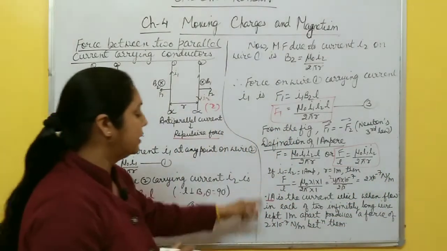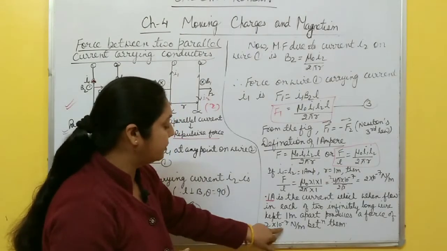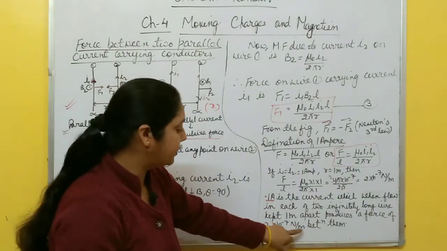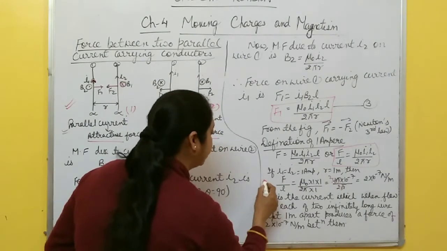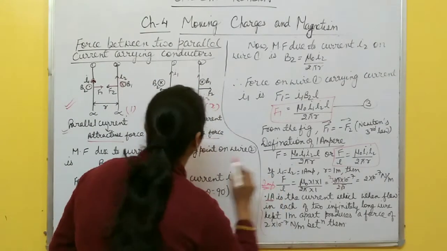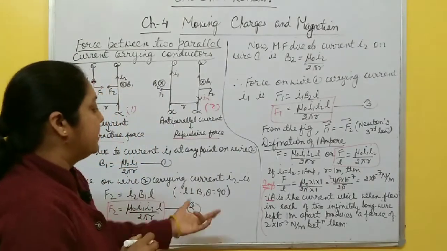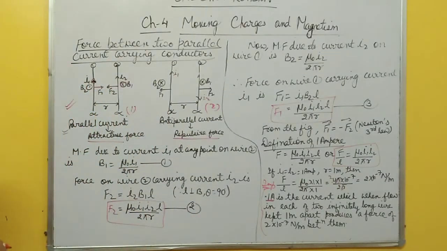It produces force how much? 2 into 10 to the power minus 7 Newton per meter between them. This is the definition of 1 ampere and it's also very, very important, right? Sometimes it may be asked. So this is about the force between two parallel current carrying conductors. Hope you understood. Please take a screenshot of this one.